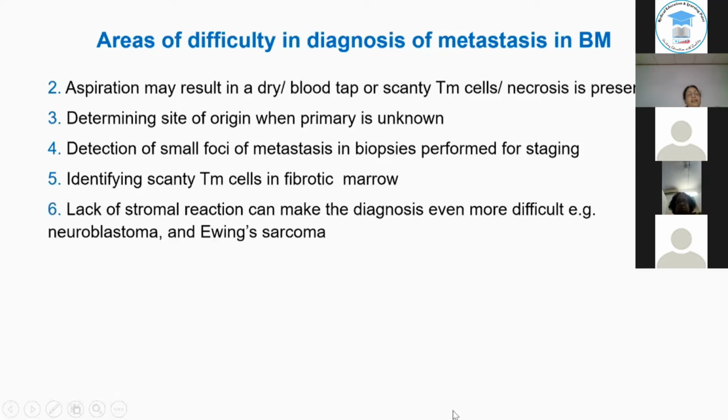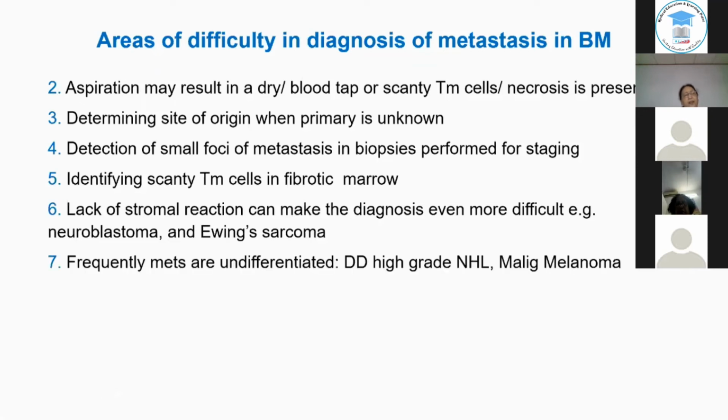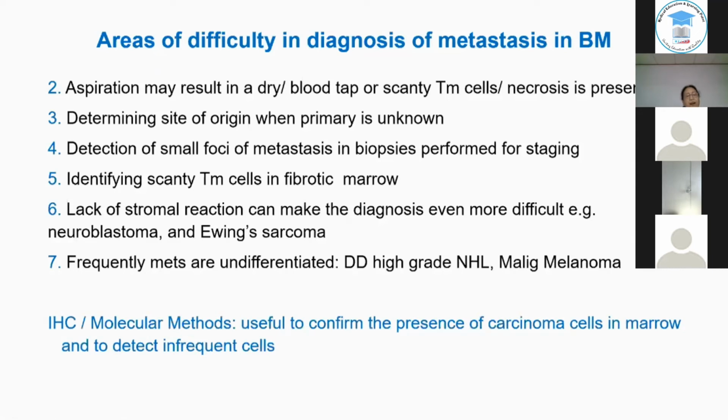Then if there is lack of stromal reaction, it may make diagnosis even more difficult, for example in neuroblastoma and Ewing sarcoma. I will show you later. Then frequently metastases are undifferentiated, so the differential diagnosis is high grade non-Hodgkin's lymphoma or malignant melanoma. IHC and molecular methods are useful to confirm the presence of carcinoma cells in the marrow and to detect infrequent cells.